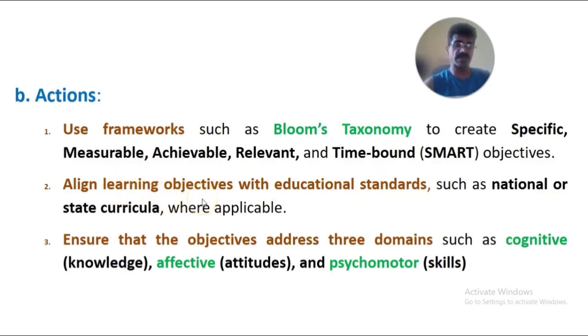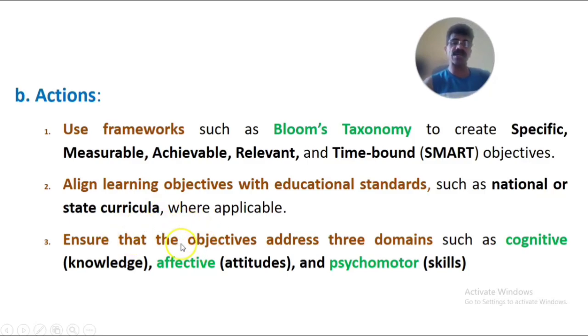Wherever applicable, it has to maintain the professional standards and nursing standards with the specific learning goals and objectives. The third sub-step is ensure that the objectives address the three domains of educational objectives, such as the cognitive domain, that is knowledge, the affective domain, that is positive attitude, and the last one is the psychomotor domain, that is adequate nursing skills. So ensure that the objectives clearly address the development of the three domains in the students, cognitive, affective, and psychomotor.